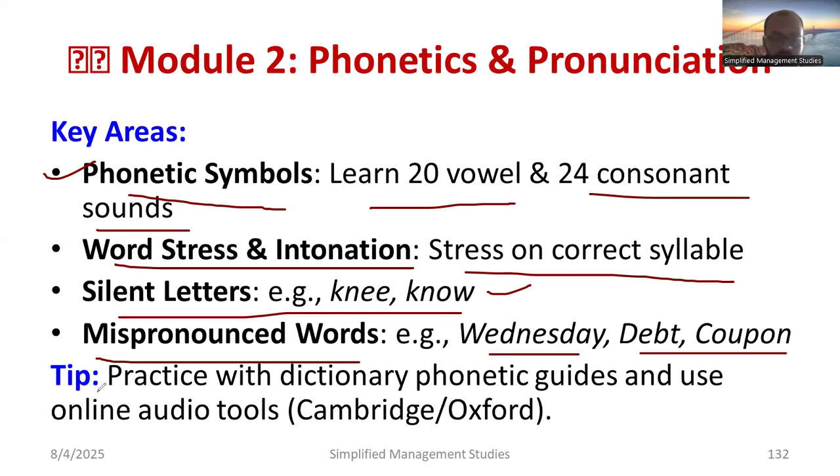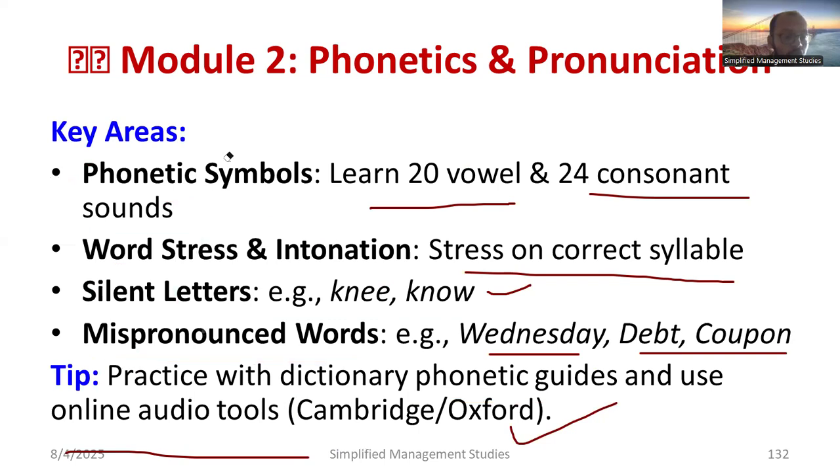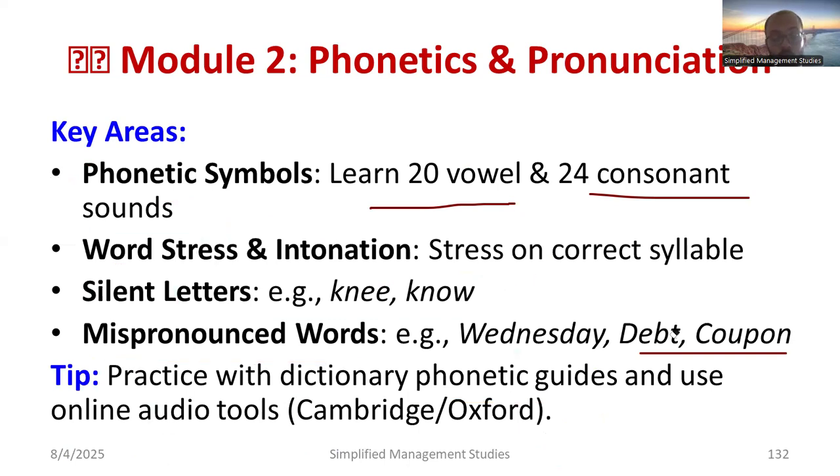So what you can do is practice with dictionary phonetic guides and use online audio tools. You can go for dictionaries like Cambridge and Oxford online dictionary, which are also freely available. You can make use of these. Even on Google you can check how words are pronounced. You may get questions on which word should be silent, phonetic symbols, or which word you have to stress in a particular sentence. So you have to remember that.